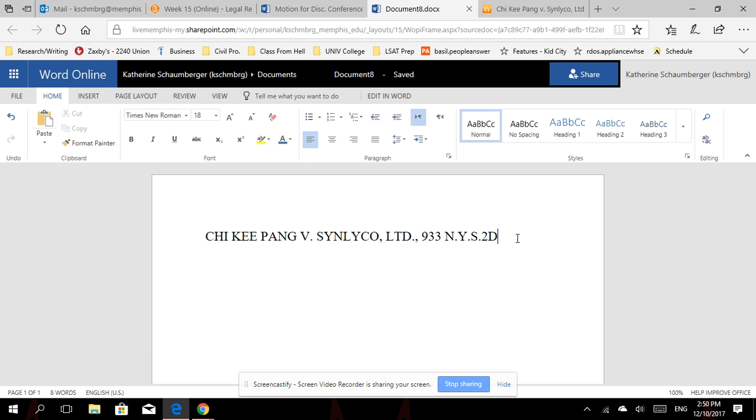Okay, so the second edition, and then after that a space, page 706 is where you can find the opinion for this court case, which went to the appellate court for a different ruling. And that is my citation.